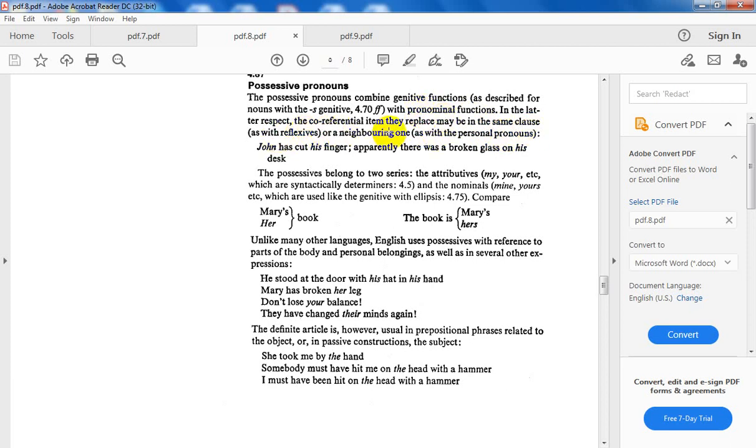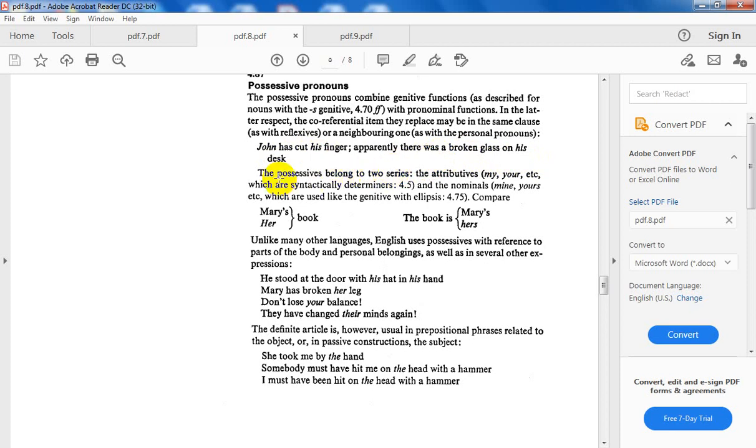The co-referential item may be in the same clause as with reflexive, or a neighboring one as with personal pronoun. John has cut his finger. This is in the same phrase. John has cut his finger. Apparently there was a broken glass on his desk. This is in the same clause, and here in the neighboring clause.